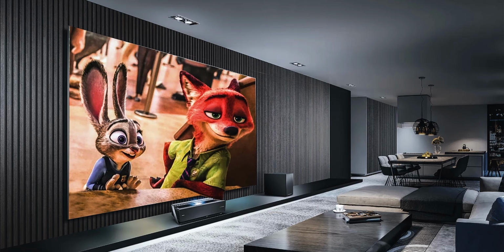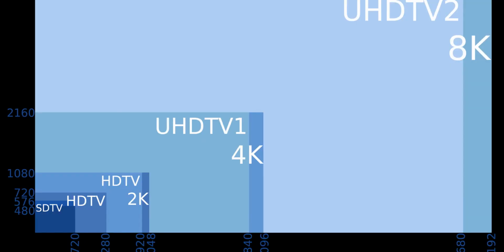Now let's talk about the resolution. There are 4 common standards for today's flat screen TV: 8K, 4K, Full HD and HD. So what does it mean? It is the total pixel count of your screen. It determines how sharp your picture will look.